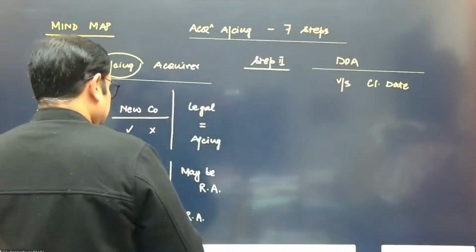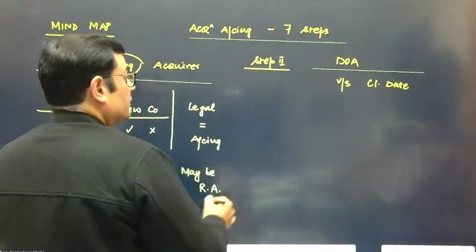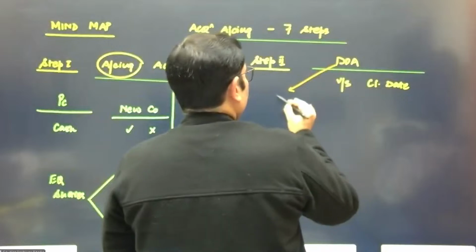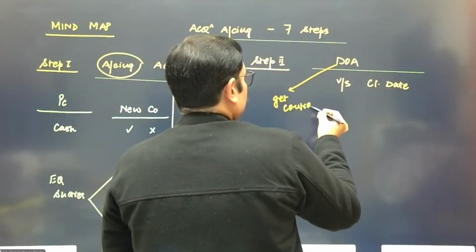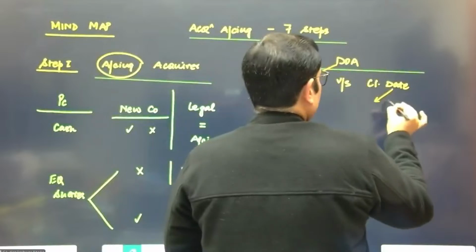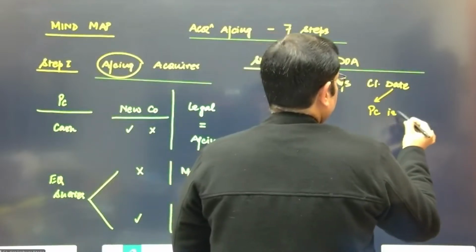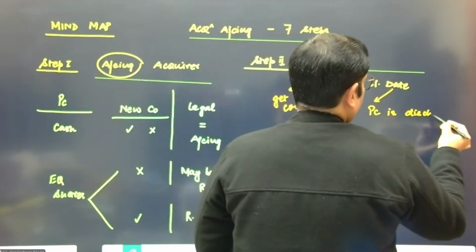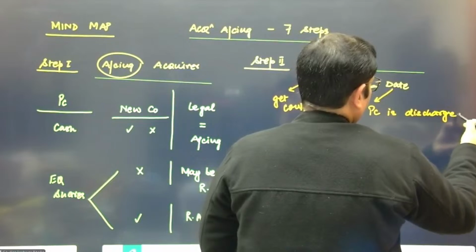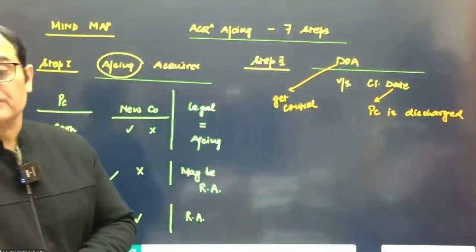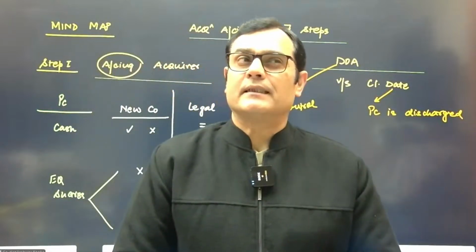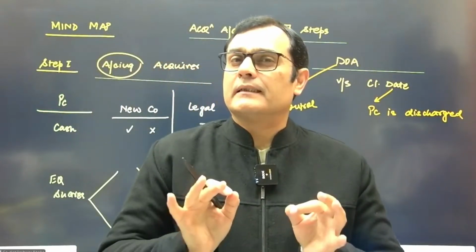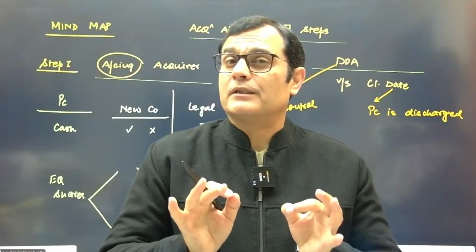When you're focusing on the acquisition date, it is the date when you get control. And the closing date is the date when the purchase consideration is discharged. Ideally speaking, the two dates are common. In this case, we will always say the date of acquisition and the closing date are the same, but there is a possibility that the date of acquisition precedes the closing date.